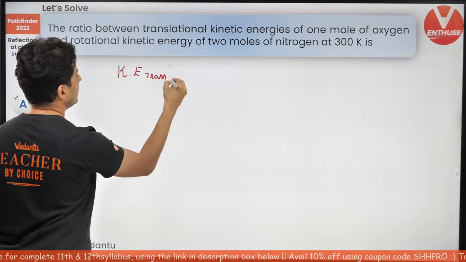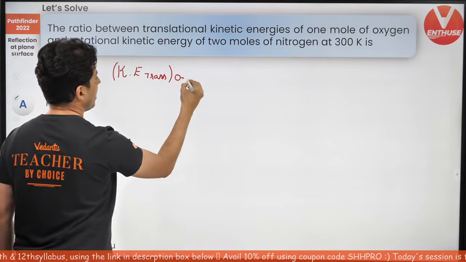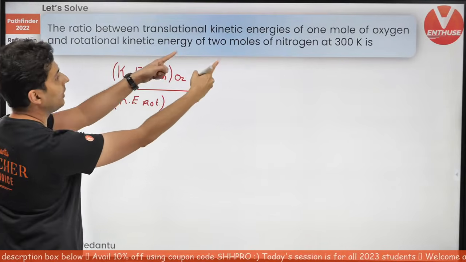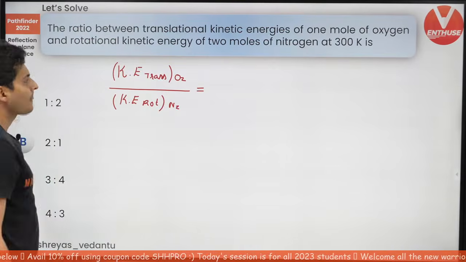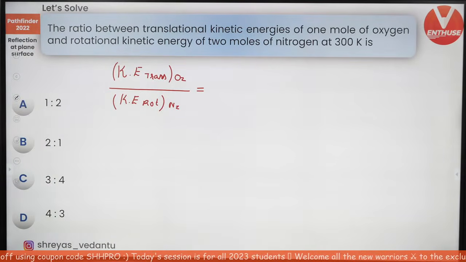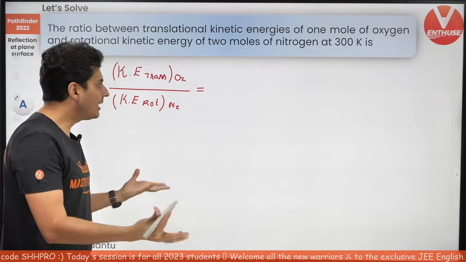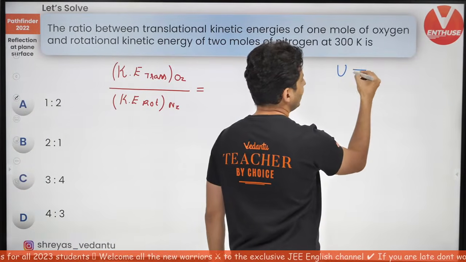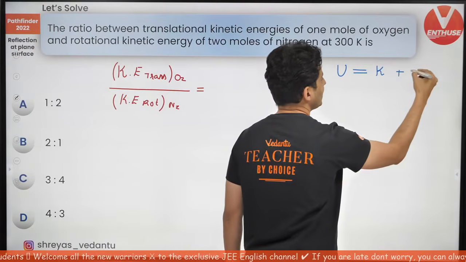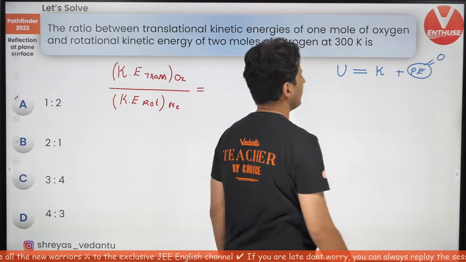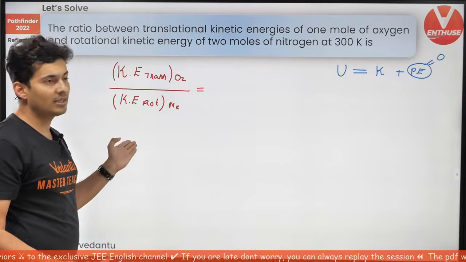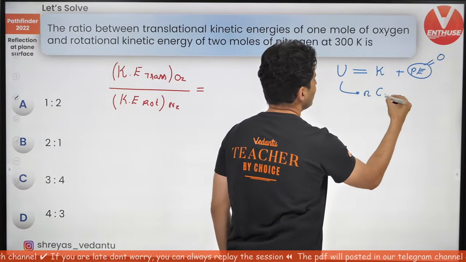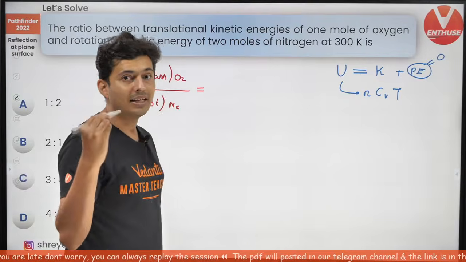Okay, so this is translational for oxygen upon the kinetic energy of rotation, but that's for nitrogen, so that's N2. Let's see, what do we do? How do you find the kinetic energy? The kinetic energy is nothing but the internal energy. I just told you this, right? The internal energy of a gas is nothing but the kinetic energy, because the potential energy is a big fat 0. So you just take the ratio of the internal energy, and U is nothing but, I just gave you the formula, n Cv T.